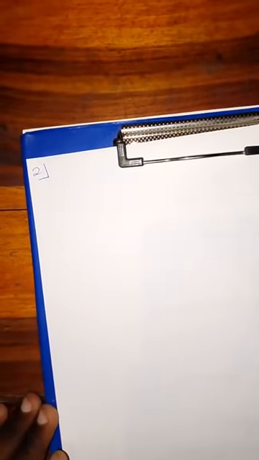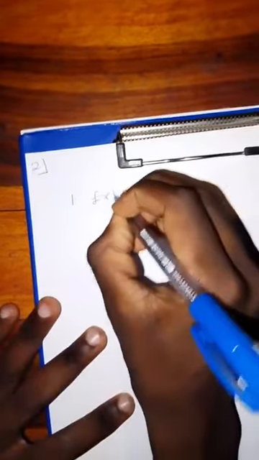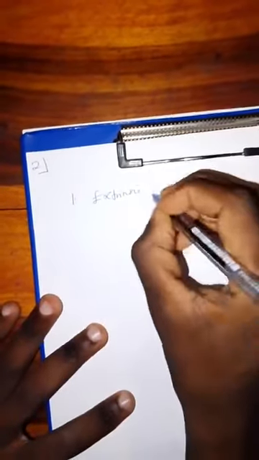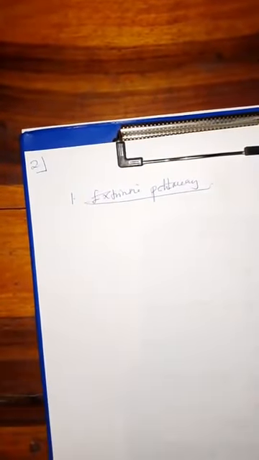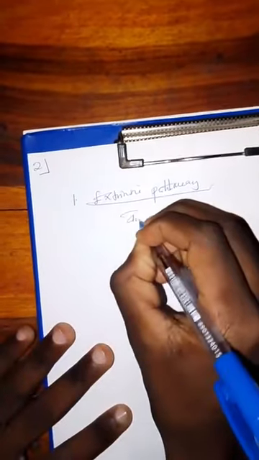Now let's start with the extrinsic pathway, the one in which the signal is coming from outside. So we start with the extrinsic pathway, beginning with the initiation phase.